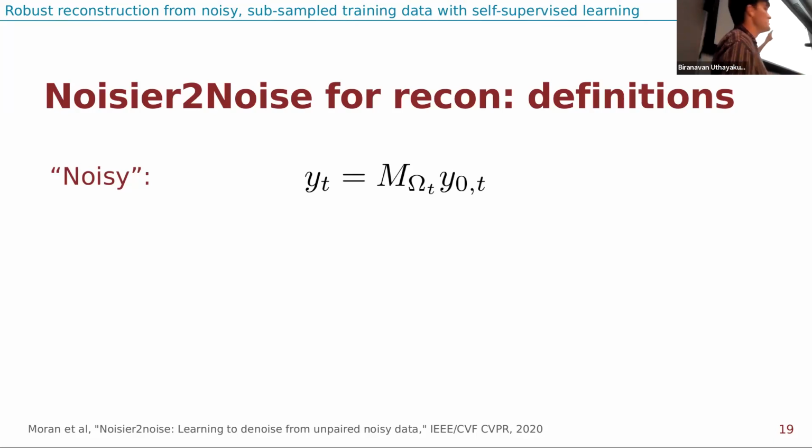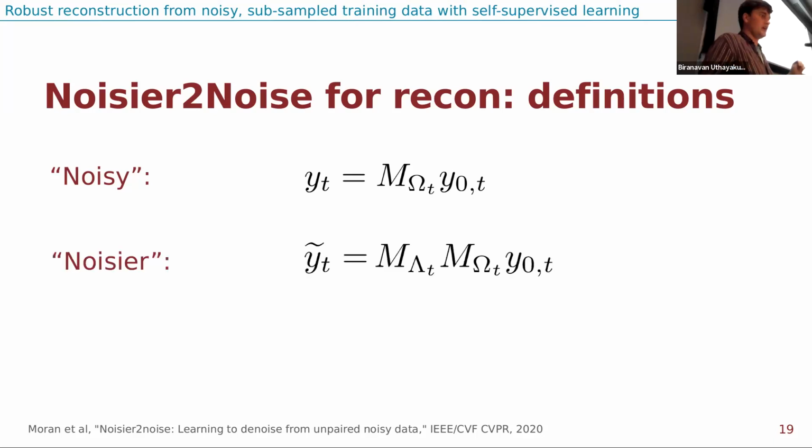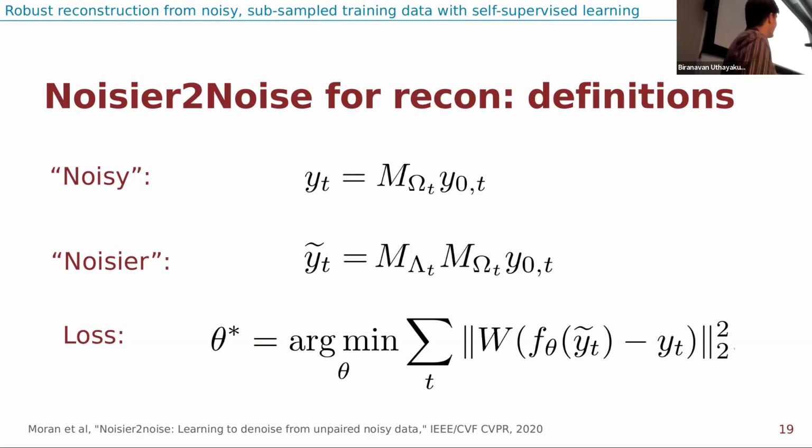So the noisy is actually subsampled in this case, and then the noisier is more subsampled. So we define our y tilde in this case to be the noisy corrupted by more subsampling. And then the loss is exactly the same, apart from I've included a weighting matrix here, which turns out to be quite important in a minute. We could have done that before in noisier-to-noise as well, but there's actually no reason to do it. But when we're doing variable density subsampling, it turns out that it's good to compensate for the variable density with a certain weighting, as we'll talk about in a minute.